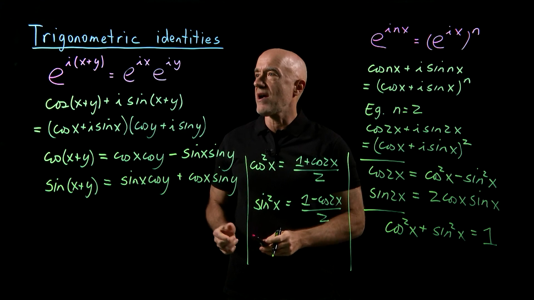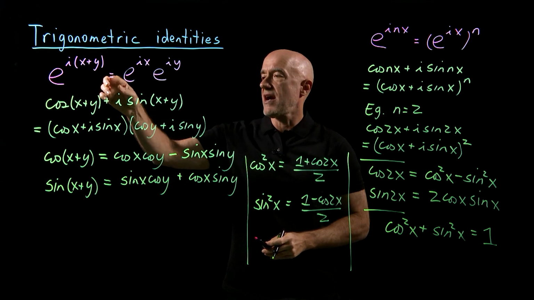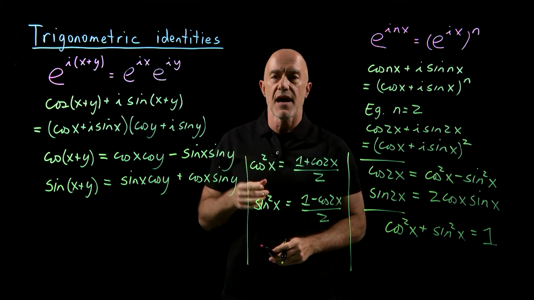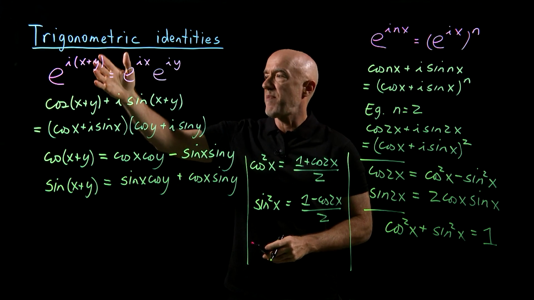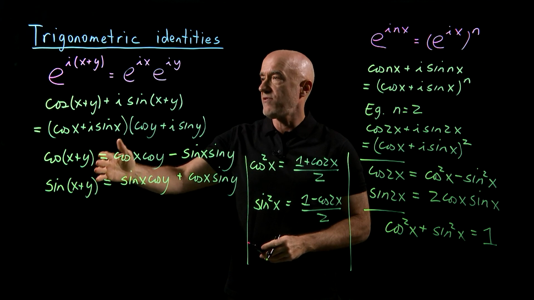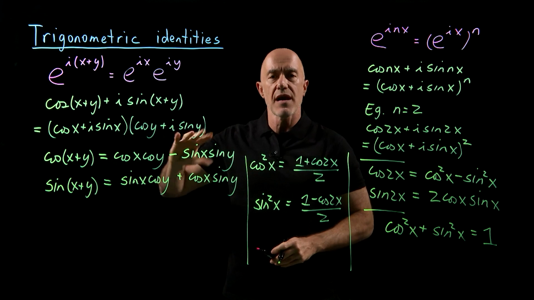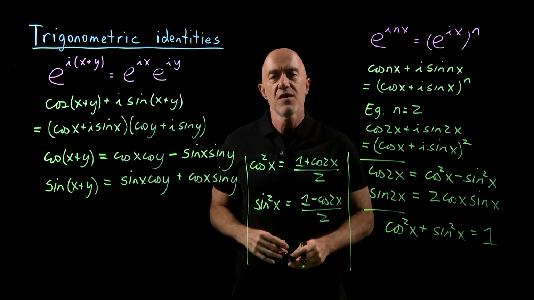So let me summarize here. Euler's identity, e^(ix) equals cosine x plus i sine x, has given us a powerful way to derive trigonometric identities that maybe we used a more complicated way to derive when we learned trigonometry.